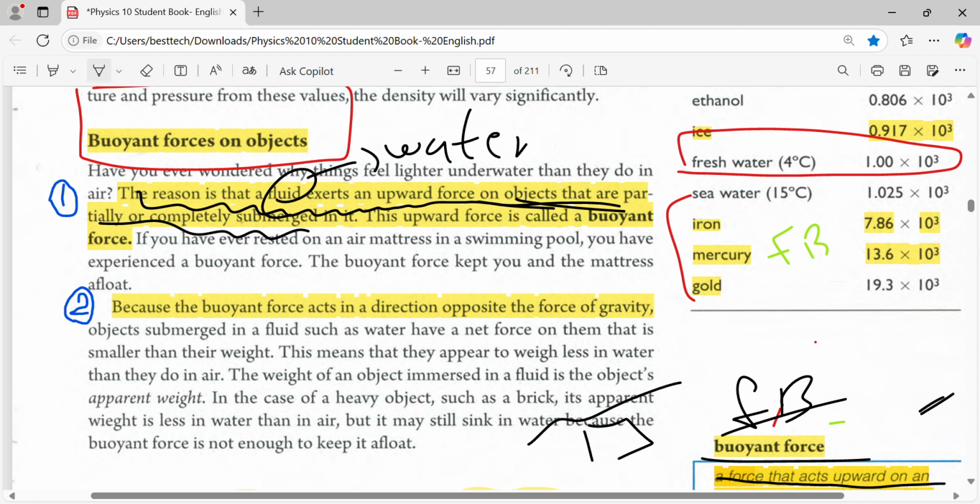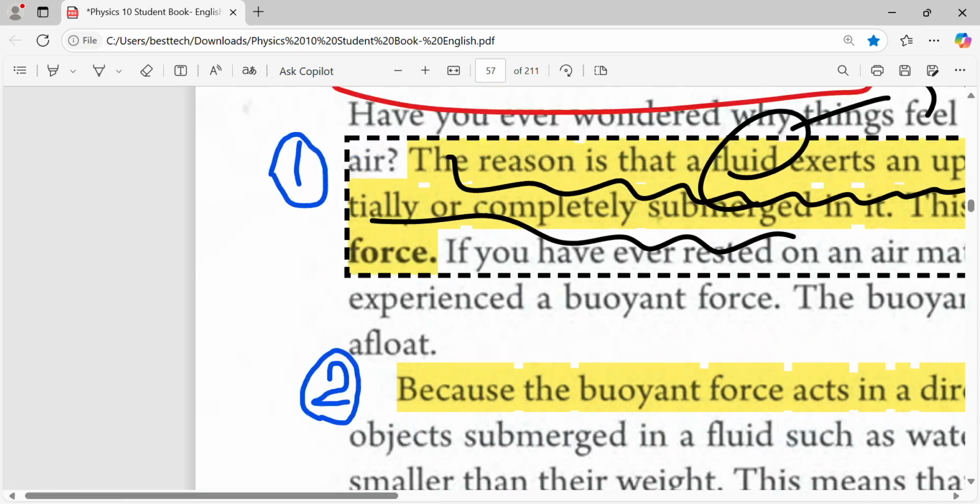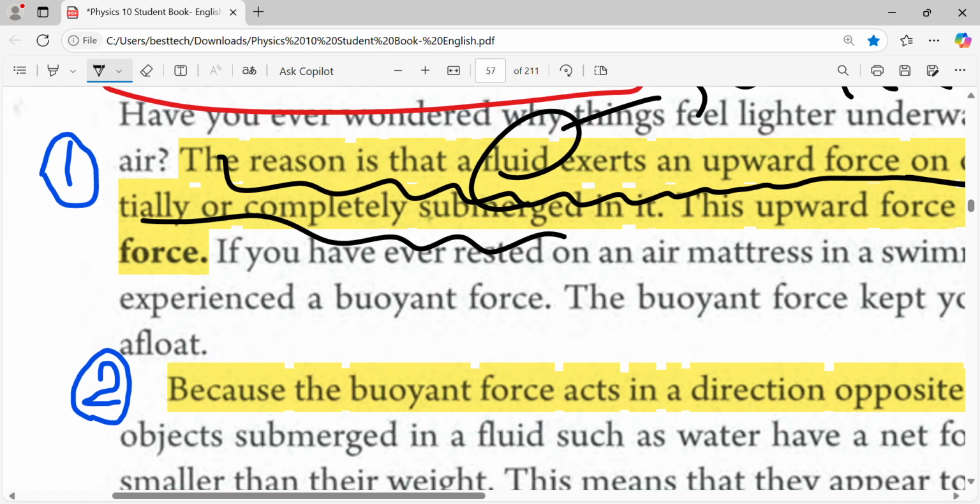In general, when the object is on the surface of the water, partially submerged, or completely submerged, Fb acts on this object in the upward direction. Because of this buoyant force, the object can stay on the surface.